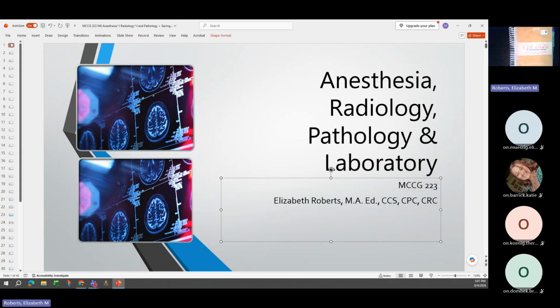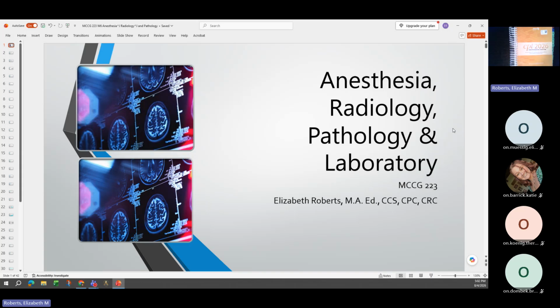This is MCCG223. This evening, we are going to go over anesthesia, radiology, and pathology laboratory coding in the CPT codebook. So three kind of disparate sections, but they are three completely separate sections in the CPT codebook. So it's kind of a lot to go through. I'm going to try to stick to an hour as much as possible. The good news is that they are not the most complicated sections of the CPT codebook.